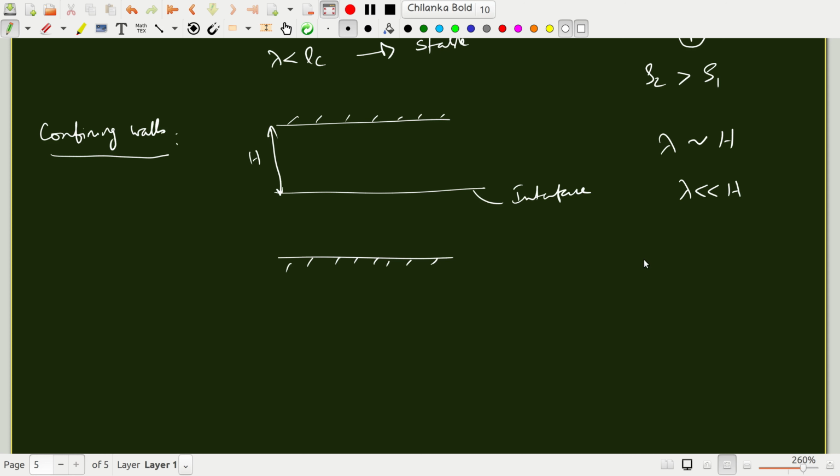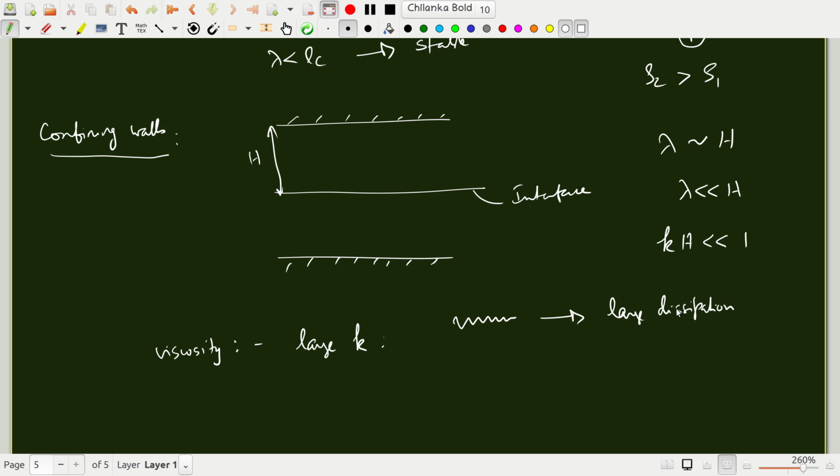And the effect of viscosity, which we neglected. We considered inviscid fluids, and the effect of viscosity is seen only for large k, while the effect of confining walls is seen for small k, that is, kh small compared to 1. The effect of viscosity is seen for large k because short wavelength fluctuations lead to large viscous dissipation, and viscosity becomes important. But for sufficiently long wavelengths, viscosity is subdominant.